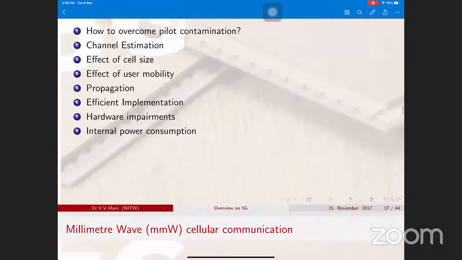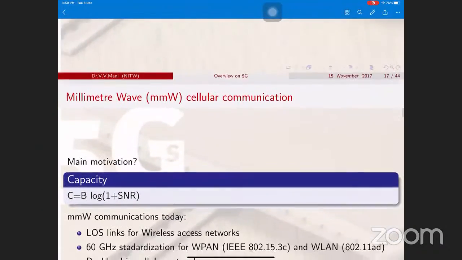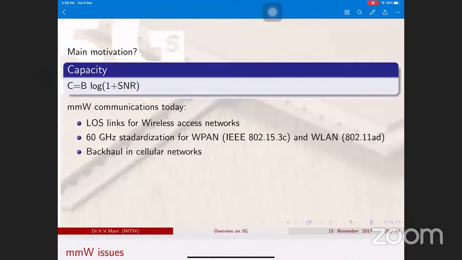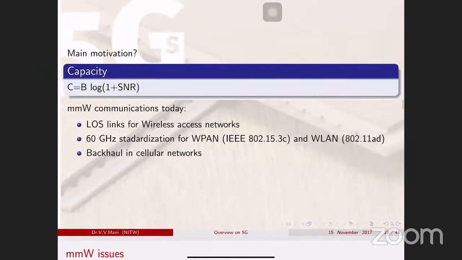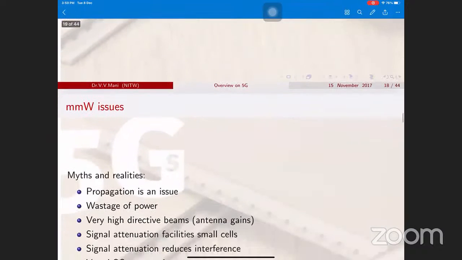So quickly I am going through the millimeter wave band. In millimeter wave communication, the capacity of your channel is directly proportional to your bandwidth B. Because in millimeter wave the bandwidth is more, naturally the capacity is more. But we need a line of sight link for wireless access networks. At 60 gigahertz standardization is done for WPAN and WLAN and backhaul cellular networks.